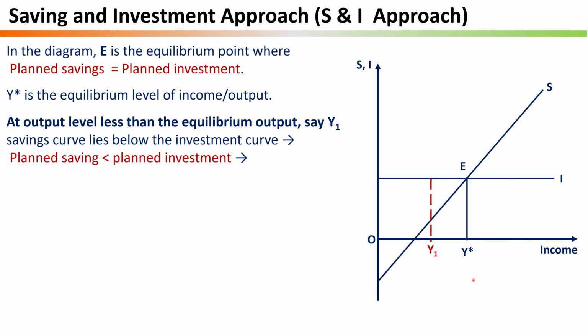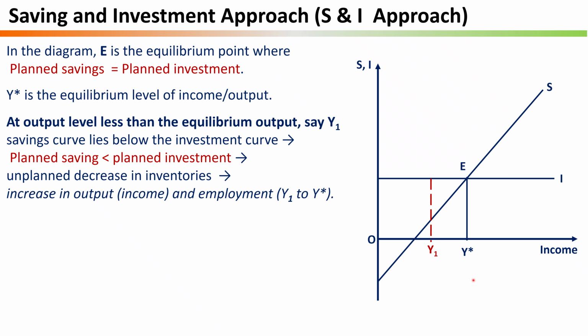Thus, when planned savings is less than planned investment, then it leads to an unplanned decrease in inventories, which acts as a signal for the producers to increase their production level, and thus it leads to an increase in output, income, and employment from Y1 to Y star till equilibrium is restored.